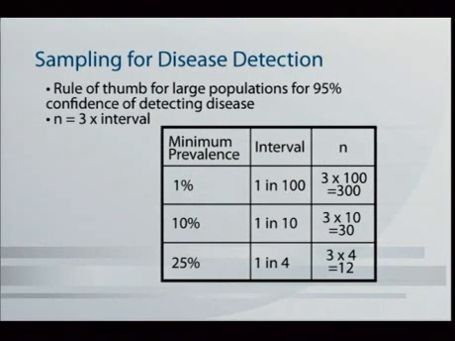Likewise with the 10% prevalence, the interval will be 1 in 10, so 3 times 10 would be 30. And I think in the table it was listed as 29. So you can give a rule of thumb if you're away from the table and need to collect samples. But one thing that is important is that numbers are not the goal. The goal is to detect infections of flu.